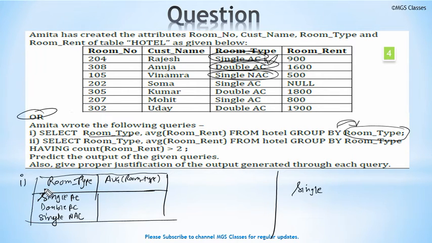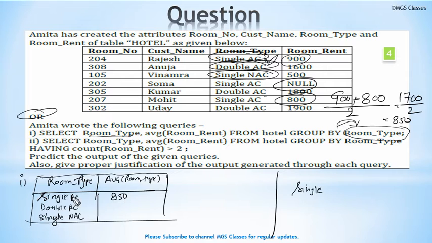Now we will see the average for each room type. So how many values does single AC have? 900 is one value, then there is a single AC null value, so the null value will be excluded, and another one is 800. So 900 plus 800 divided by 2, because we are interested in the average. So it's 1700 divided by 2, and it will be 850. So its output against single AC will be 850, because it's the average.